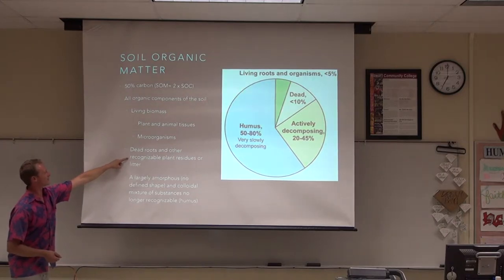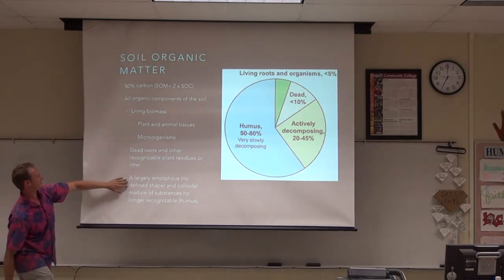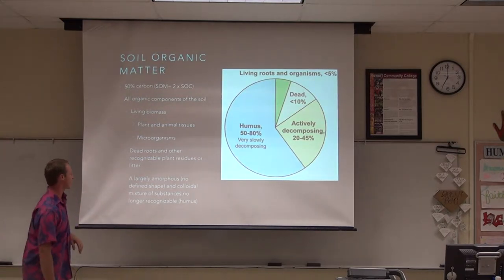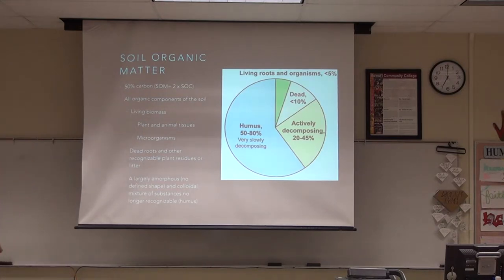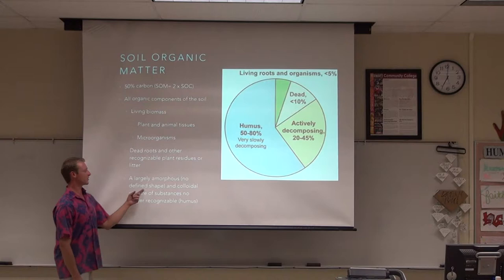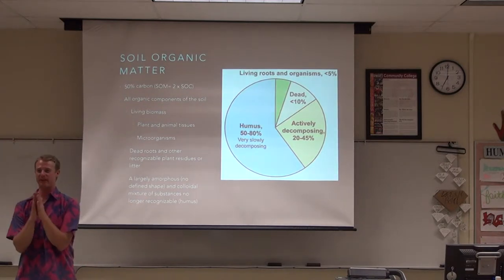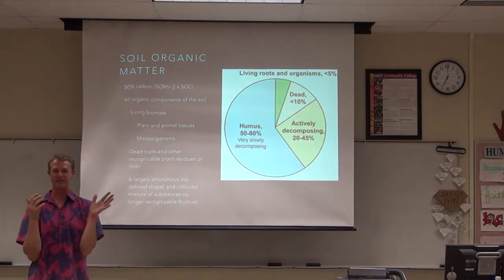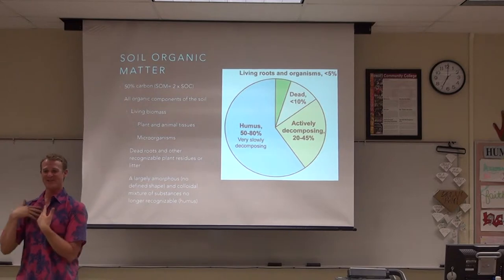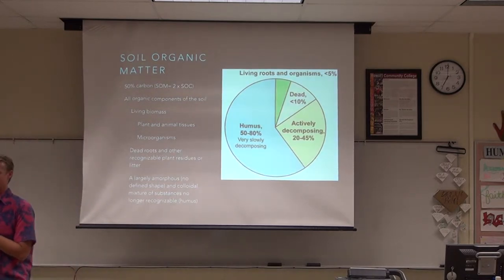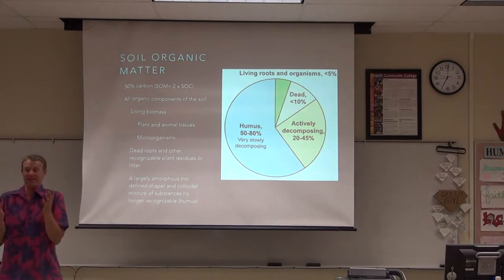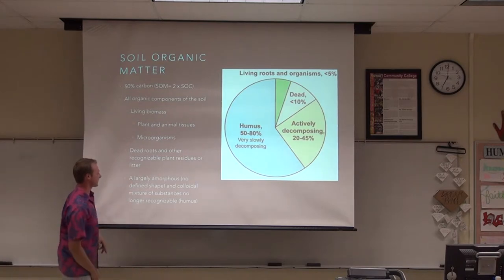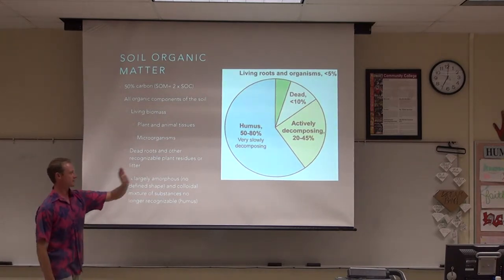A largely amorphous, no defined shape, colloidal mixture of substances no longer recognizable, and that's humus. Largely amorphous, no defined shape, right? So the clays, depending on their parent material, have a defined shape. If you told me the clay name, if I was smart enough, I should be able to regurgitate what its lattice looks like. Where humus, it could look like anything. Amorphous, no defined shape, and a colloidal mixture of substances.